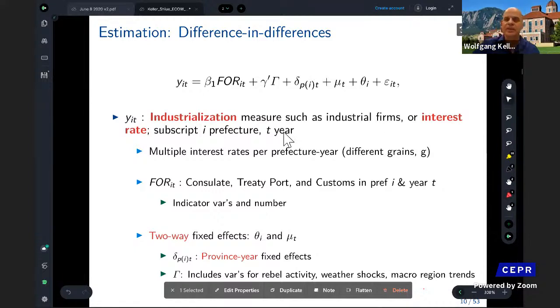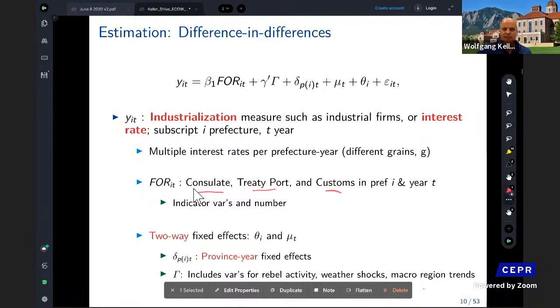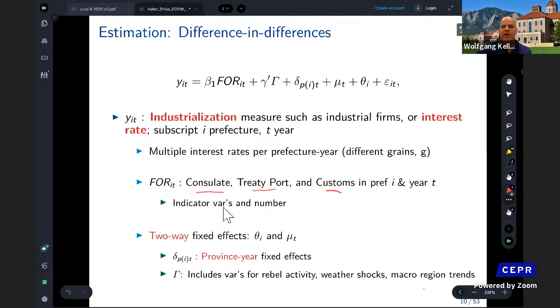outcome such as industrialization, the number of industrial firms, related to a measure of foreign influence. That's the consulate, treaty port, or customs indicator. And in addition to that measure, we have two-way fixed effects. That's for the prefecture subscript i, as well as the year fixed effect, subscript t. And in addition, to deal with shocks, we have province-year fixed effects, as well as controls for potential omitted variables such as rebel activity, weather shocks, macro trends. Okay, so two-way fixed effects, a very standard procedure.